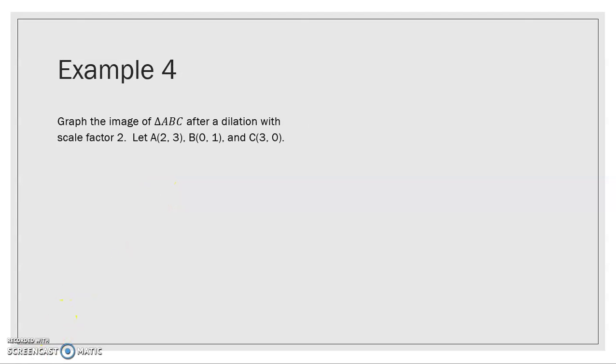So example 4 asks you to graph the image of ABC after a dilation with a scale factor of 2. They gave you these points for A, B, and C. So what we need to do is we need to do what we did in example 1. Take each point, multiply both the x and the y by 2 to get our new points. And then we're going to go ahead and graph it. So pause this video, do that work, and see if you get the same points as I do.